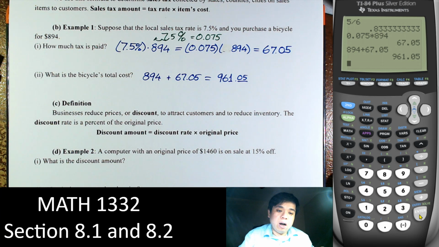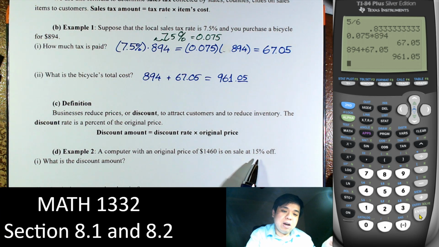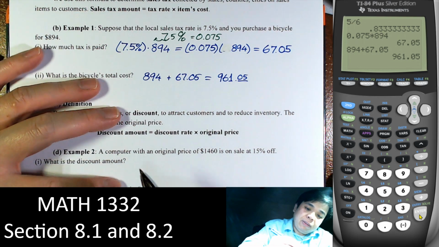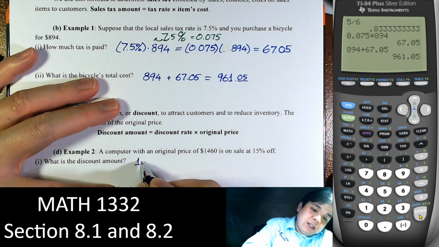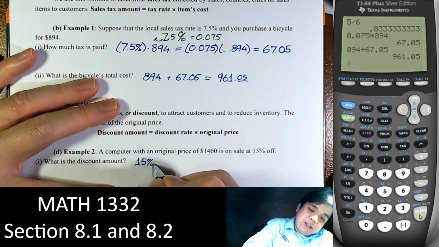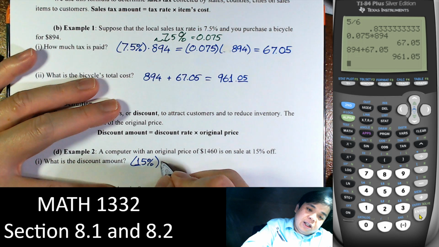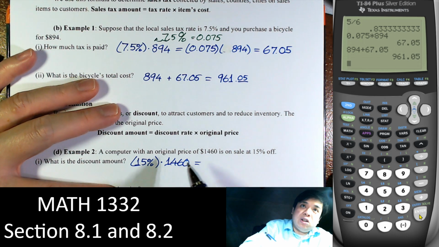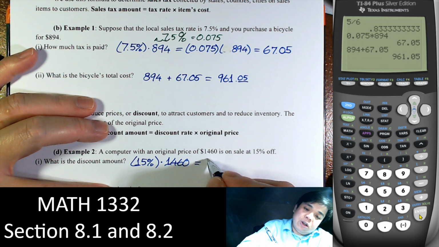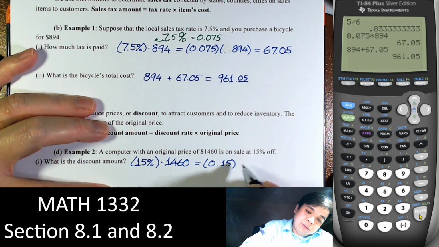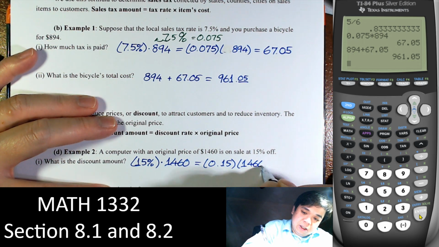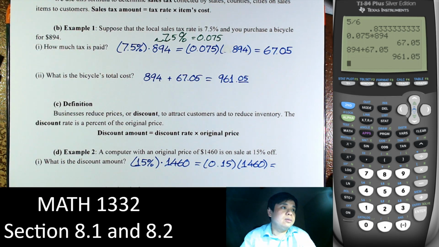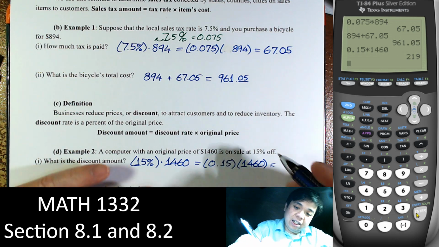A computer with an original price of that much only sells at 15% off. What is the discount? So we have 15% times the original price of 1460. So convert this 15%, move the decimal two places, so that's 0.15 times 1460. Right, that's $219.